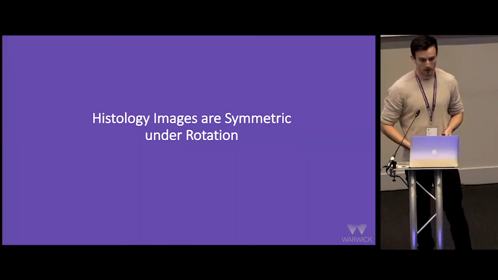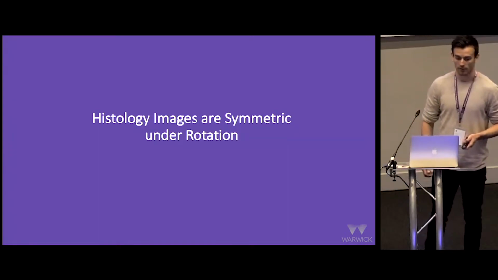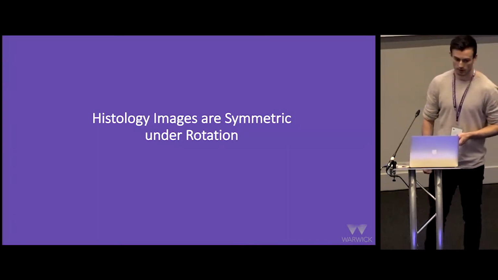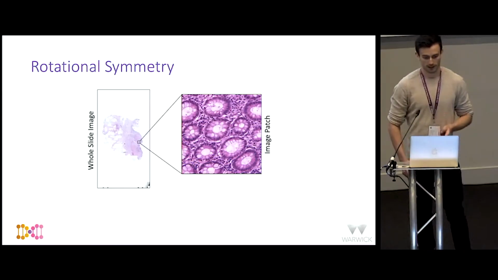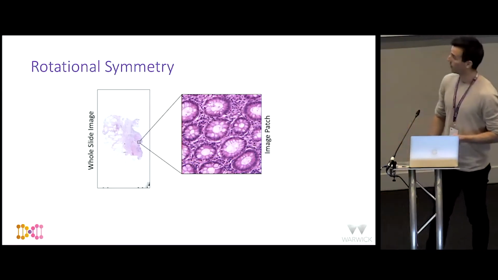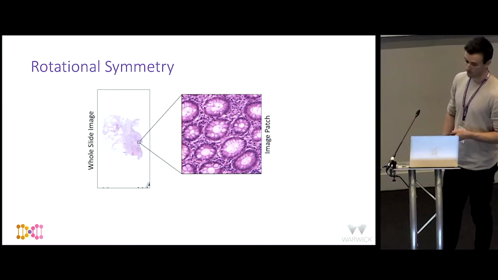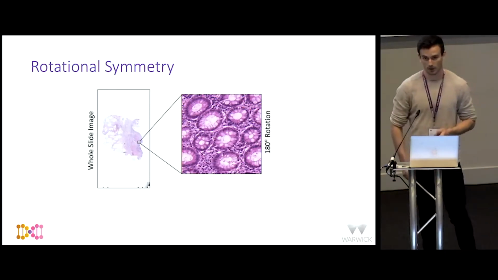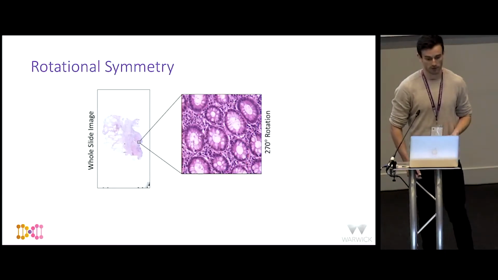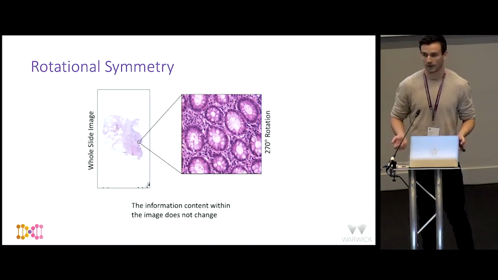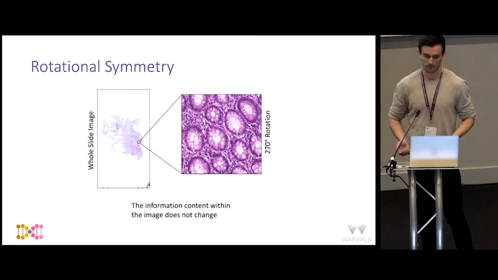Now, the next statement that I wanted to make is the fact that histology images are symmetric under rotation. So, for example, if we extract an image patch from a WSI, no matter whether we rotate it by 90 degrees, 180 degrees, or 270 degrees, it still has the exact same information content.